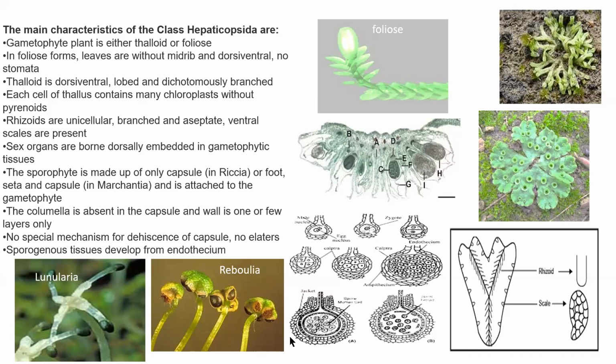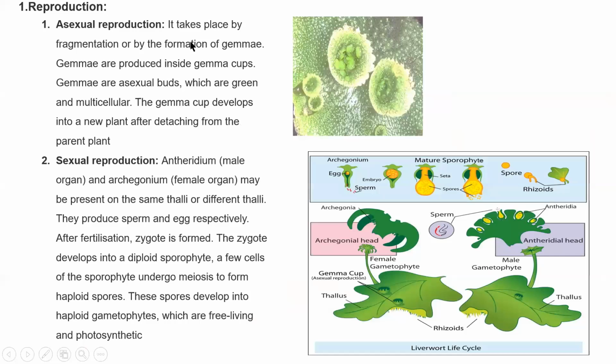So these are some characters of the class Hepaticopsida. When you see the reproduction of Hepaticopsida, you can see the gemma cup with a lot of buds inside. Both sexual and asexual reproduction take place; asexual reproduction you can even call vegetative. Apart from fragmentation, gemma cup formation is the main source of asexual reproductive bodies. The buds developing inside the gemma cup will give rise to a new plant.